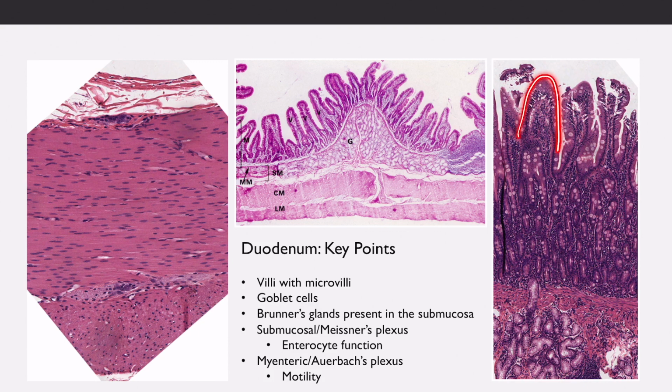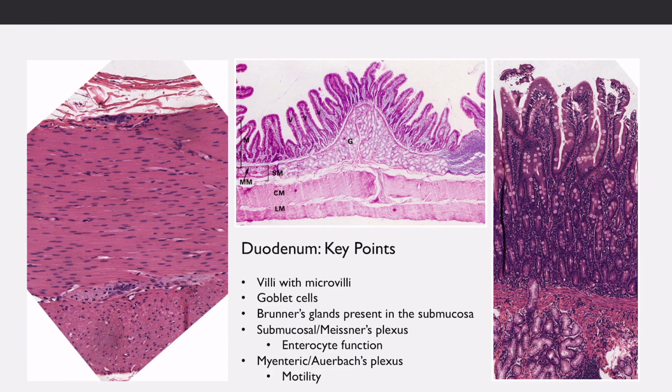Here we see evaginations. These finger-like projections are called villi, and each villus is lined by microvilli. Think about the significance of these microvilli and what they might mean for the absorption of nutrients. Each villus contains a core of lamina propria with blood vessels, a central lacteal, smooth muscle cells, and immune cells.